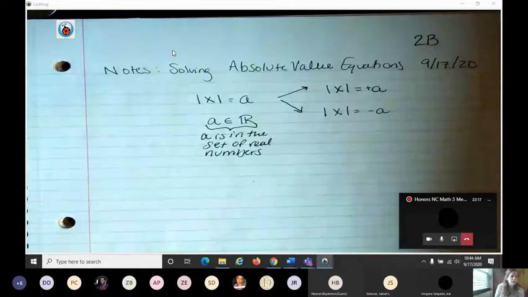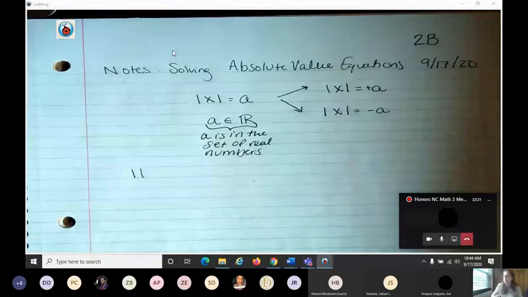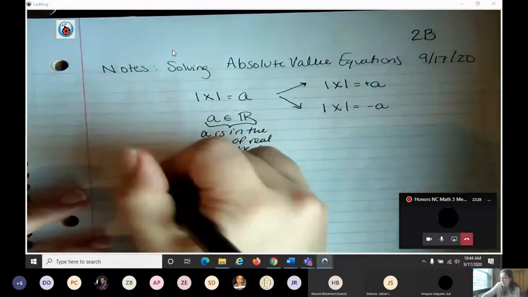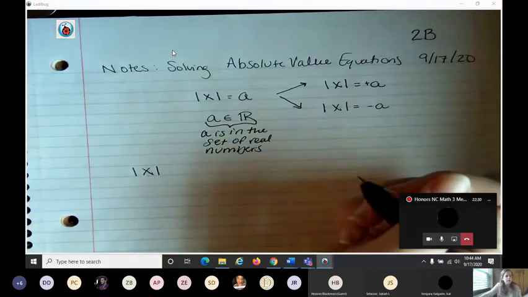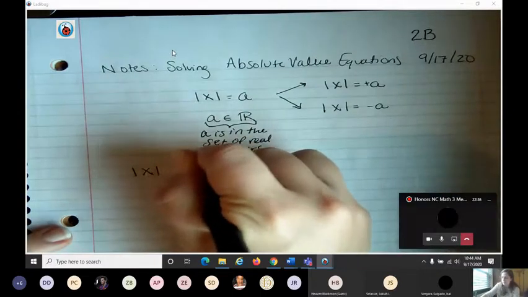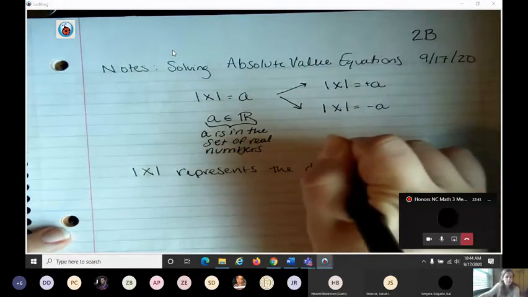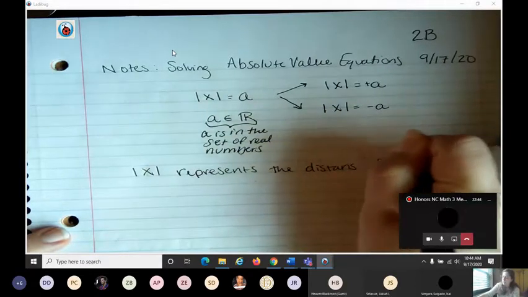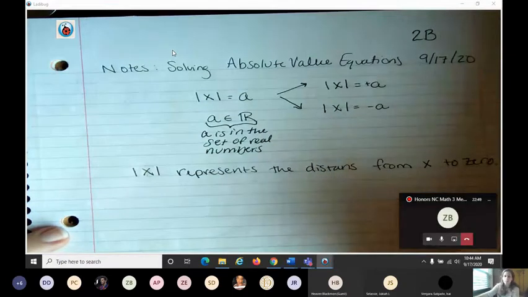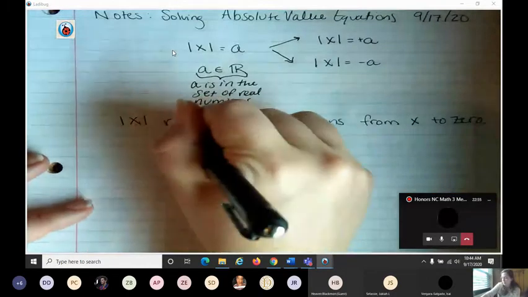Okay. Now, the absolute value of some number is going to represent the distance from x, whatever that number is, to 0. And remember that distance is always positive.